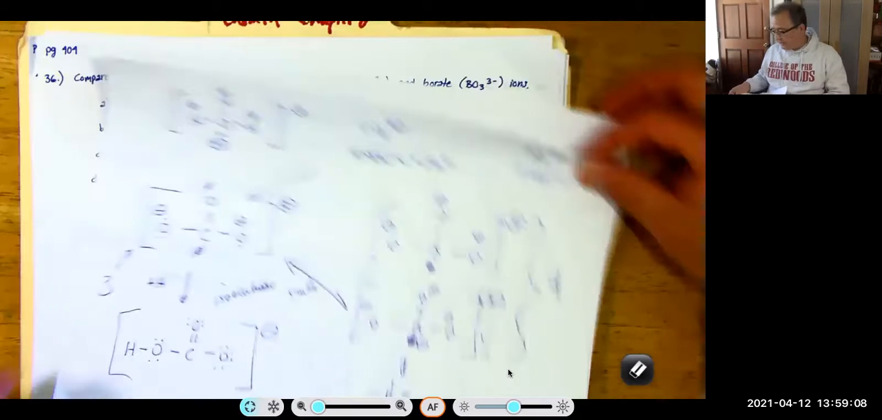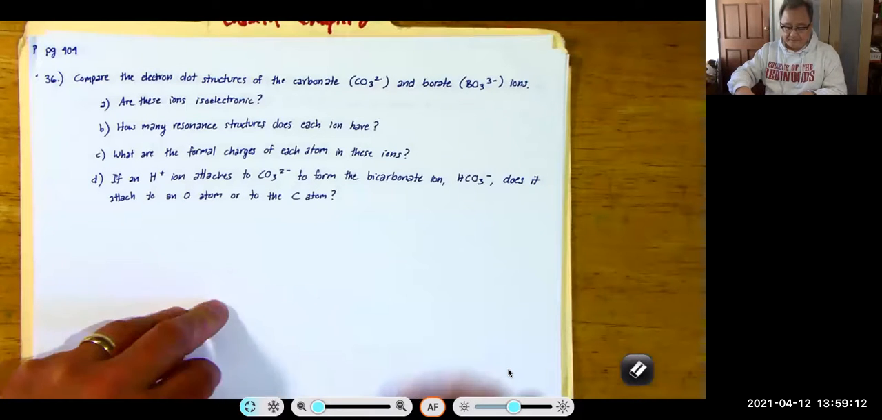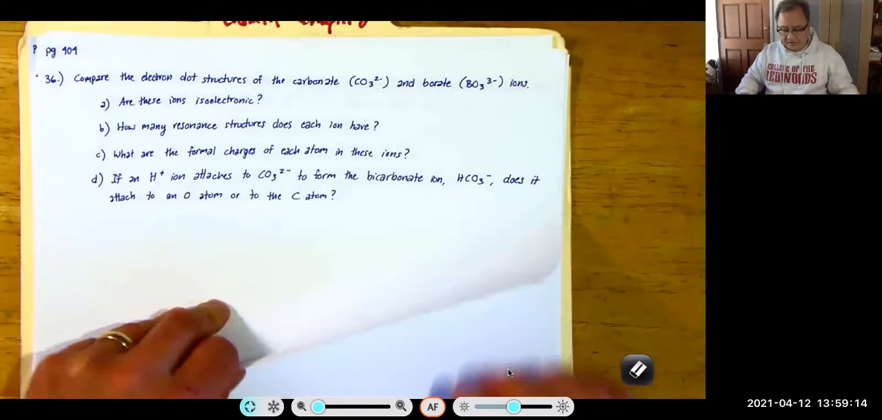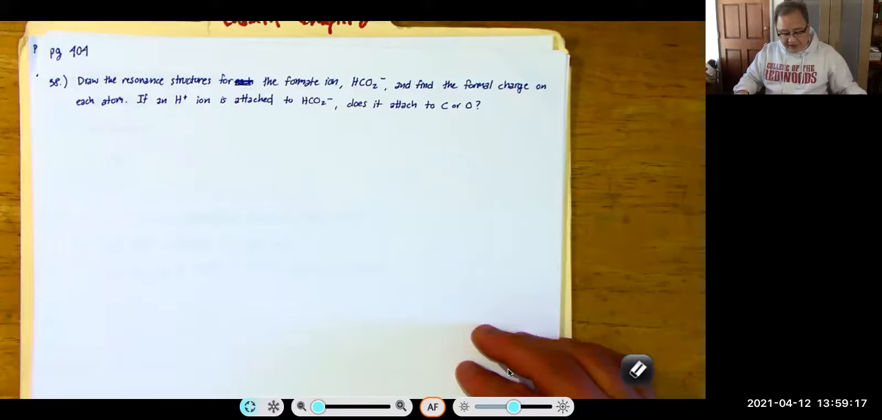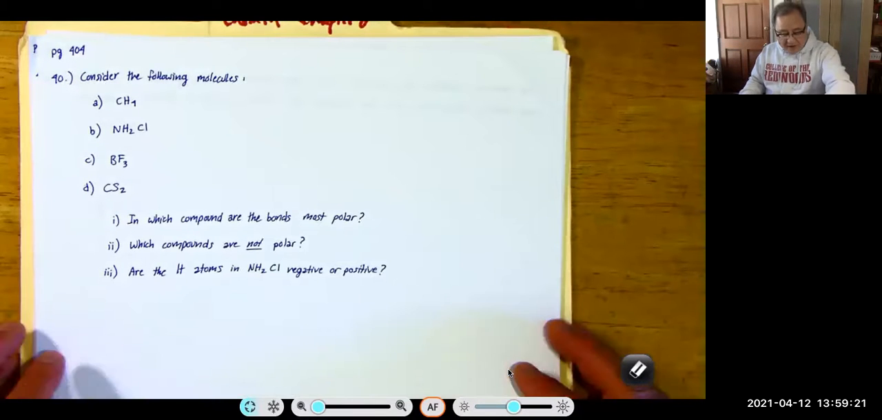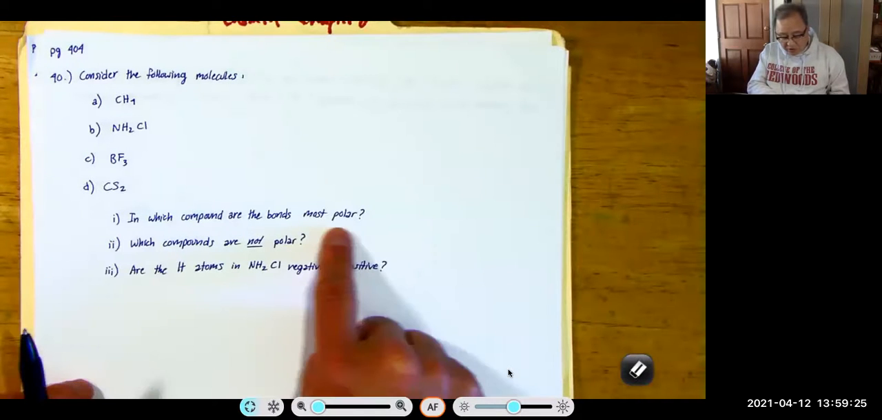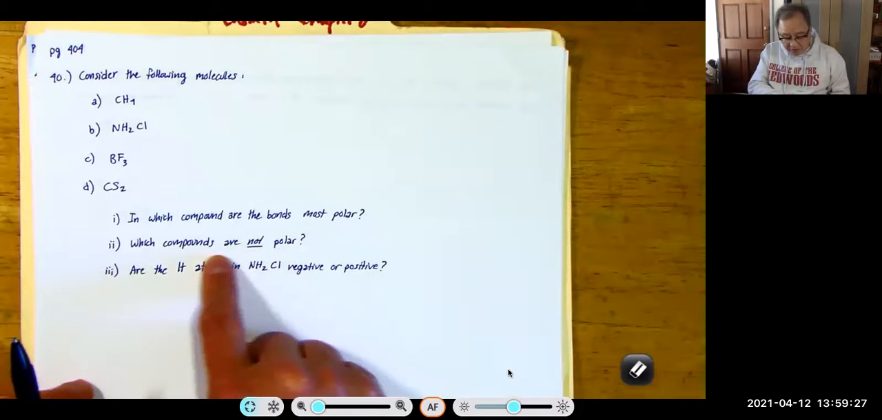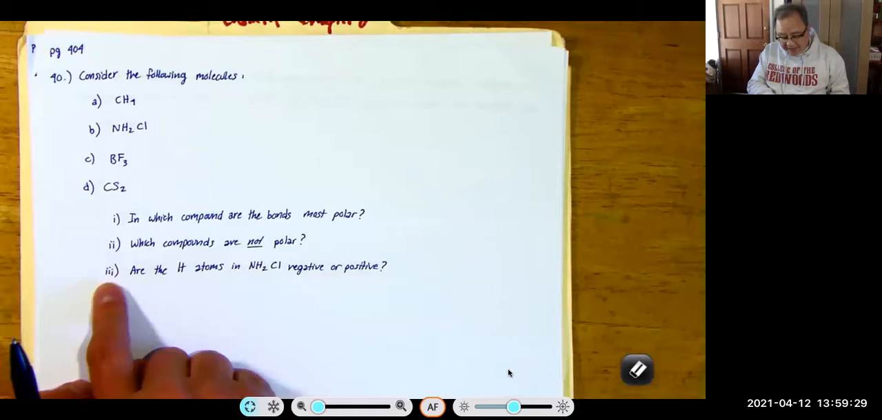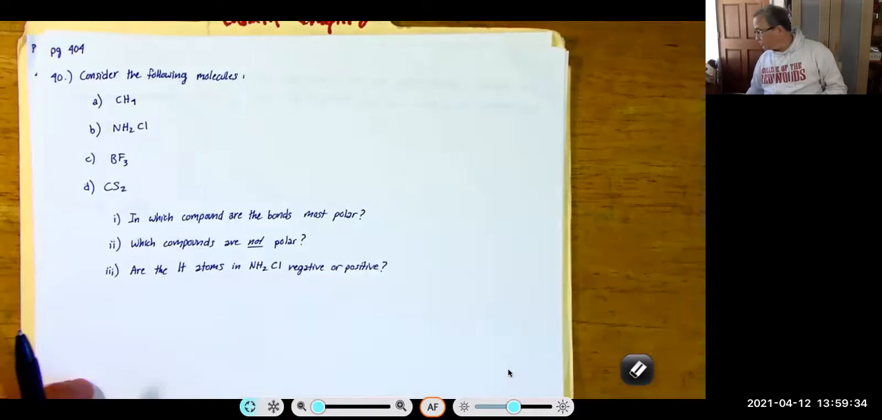Okay, so that's an interesting question. Yeah, this is just like the other one. Okay, considering the following, in which compound are the bonds most polar? Which compounds are not polar? Are the hydrogen atoms in NH2Cl negative or positive? So this is one we can do.